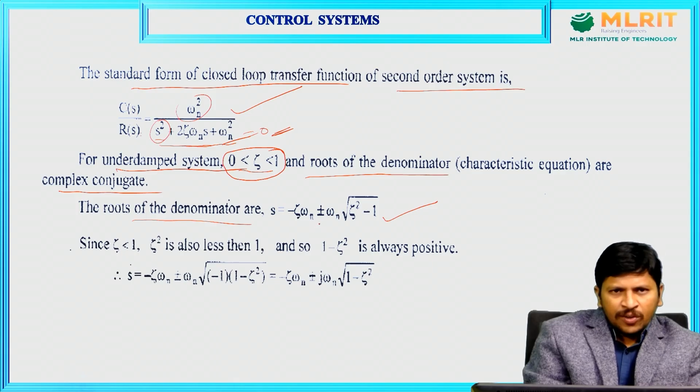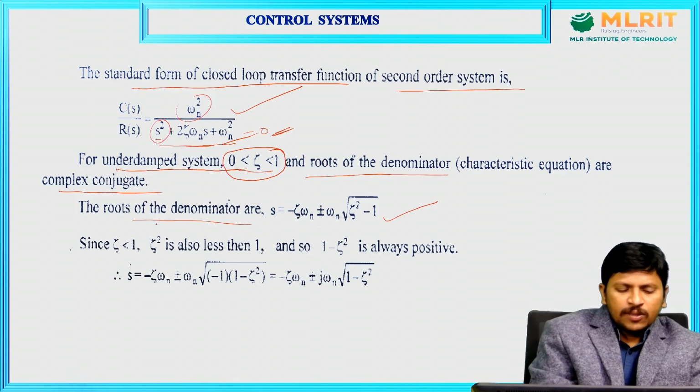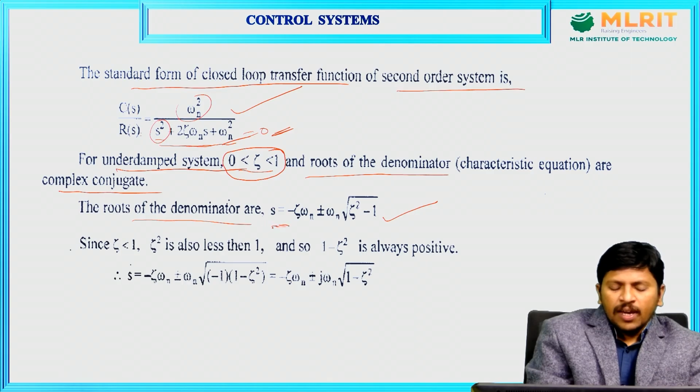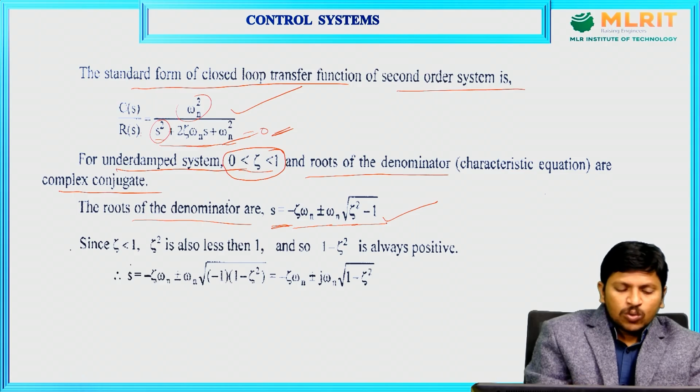In the previous lesson I derived this one also. Here, the roots of the denominator are s equals minus zeta omega n plus or minus omega n under root zeta square minus 1. So, observe the zeta value in this condition, where zeta is greater than 1.